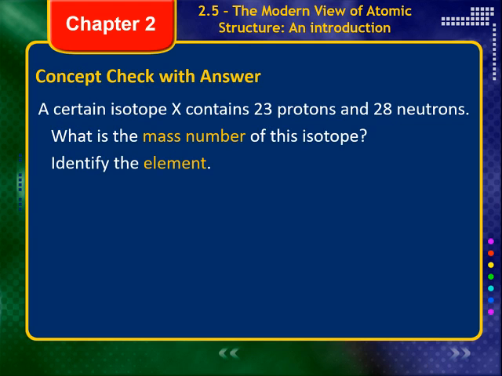Let's try a concept check with that. I'll give you the answer here. A certain isotope, X, contains 23 protons and 28 neutrons. What is the mass number of this isotope? And identify the element. Please come up with your own response, but press pause if you need to, because here comes the answer. The mass number here is 51. It's 23 plus 28. What's the element? It's vanadium. How do I know that? Because it has 23 protons, so I just find number 23 on the periodic table.